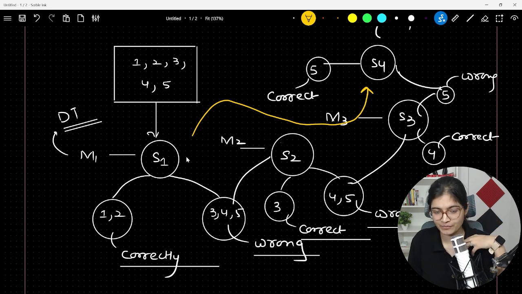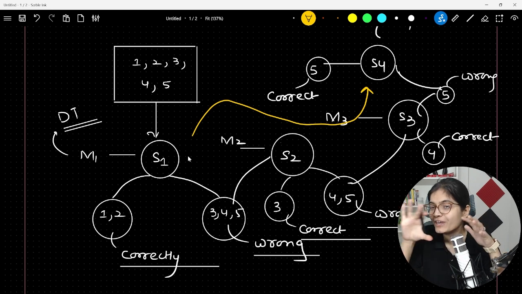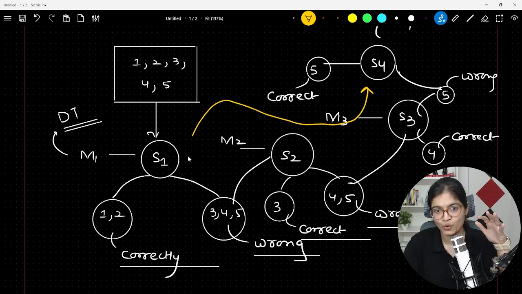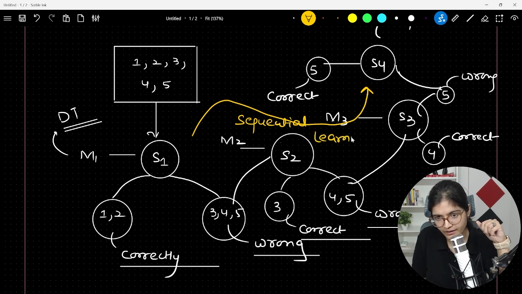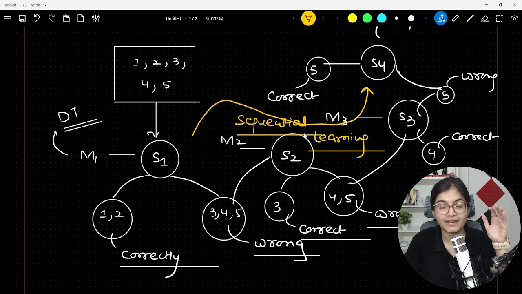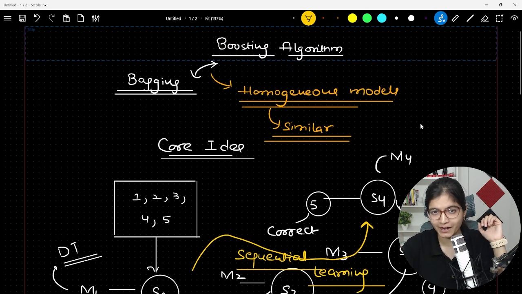S1 will get some results. We will evaluate that. We will see how many of them are correct, how many of them are wrong. Then we will call S2, then S3, then S4, and so on. So you will be able to observe that this is sequential learning, not the parallel thing which was happening in the bagging technique, right? This is really important in boosting algorithms.